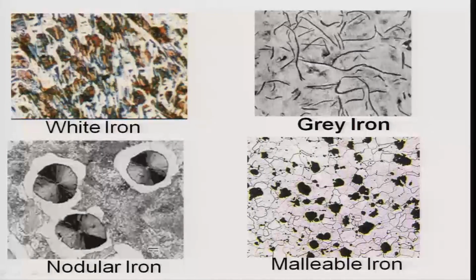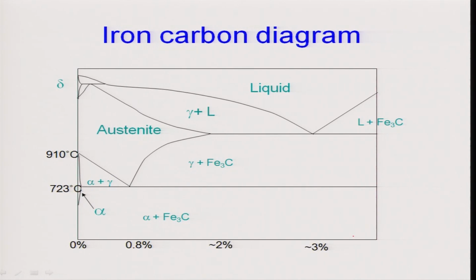So, basically in gray iron, nodular iron and malleable iron we change the graphite morphology, but in the case of white iron what we have is basically cementite, not graphite at all. Let us now discuss in terms of the phase diagram, because this is a course on phase diagrams. So, you have to understand that.